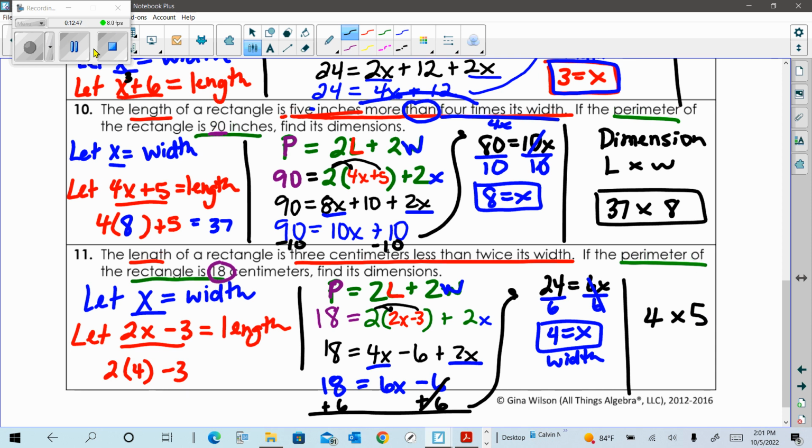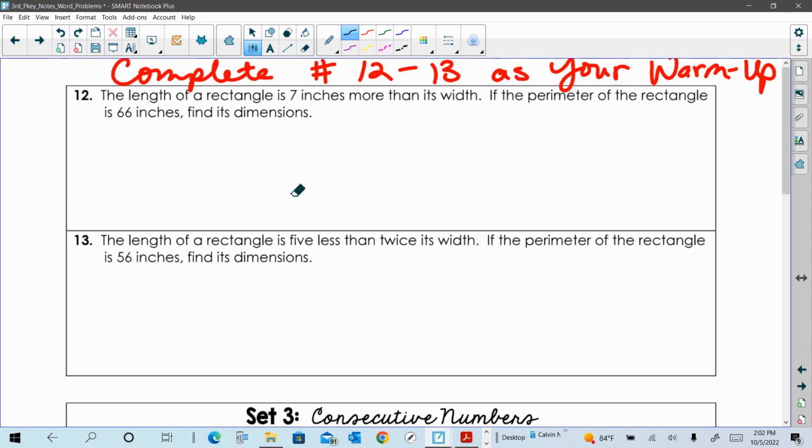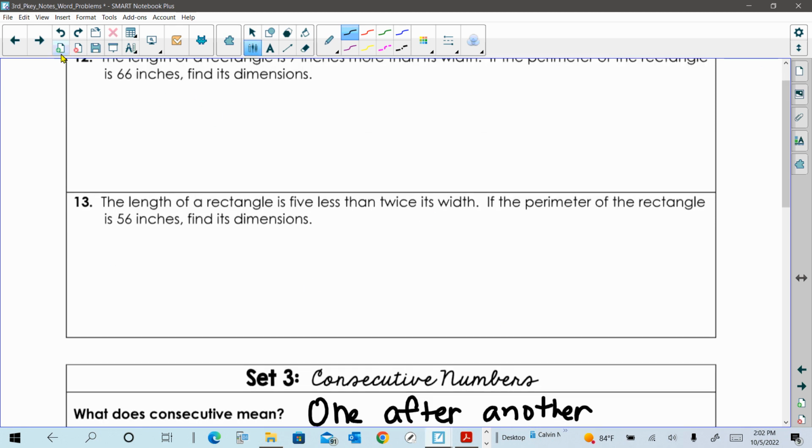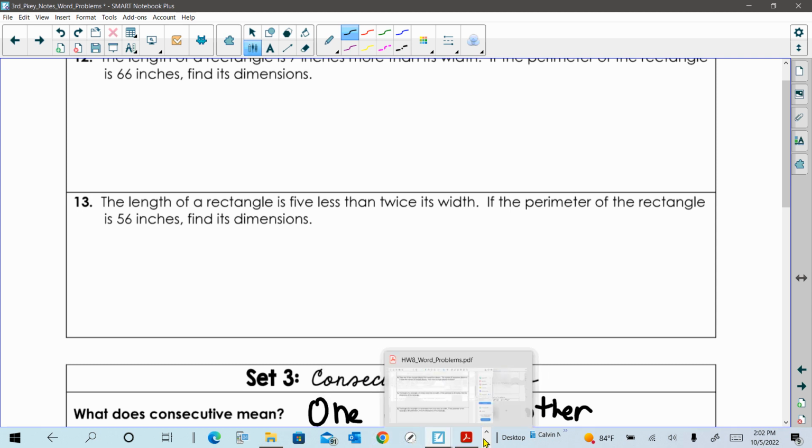Okay, so the next page here, let me minimize this real quick. We do have some more perimeter problems. Basically, I'm going to ask you to complete this as part of your warm-up tomorrow, and then I will go over it. Okay. All right. Thanks for taking care of this. Do try your best to complete the remaining problems, and come prepared to ask questions so you can have a better understanding, so you can have mastery of this skill.